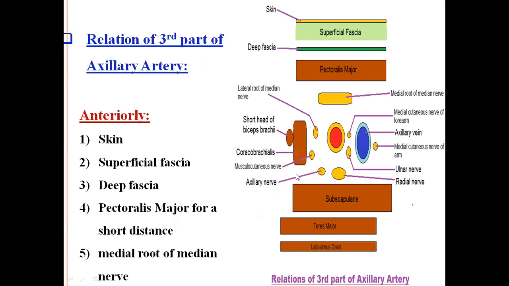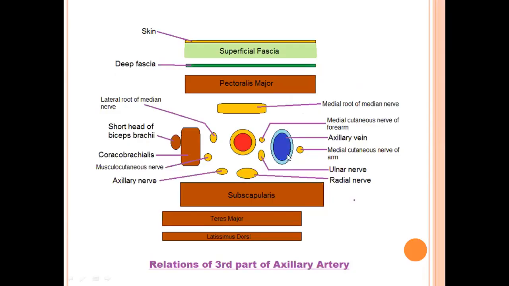Third part is extending from the lower border of the pectoralis minor to the lower border of the teres major muscle. So that part is the third part. So third part, the anterior relations are again skin, superficial fascia, deep fascia, pectoralis major and medial root of median nerve. Okay, then coming to the posterior relation, exclusively also you can see this is our axillary artery, these are anterior relations, this is axillary artery, posterior are subscapularis, teres major, latissimus dorsi.